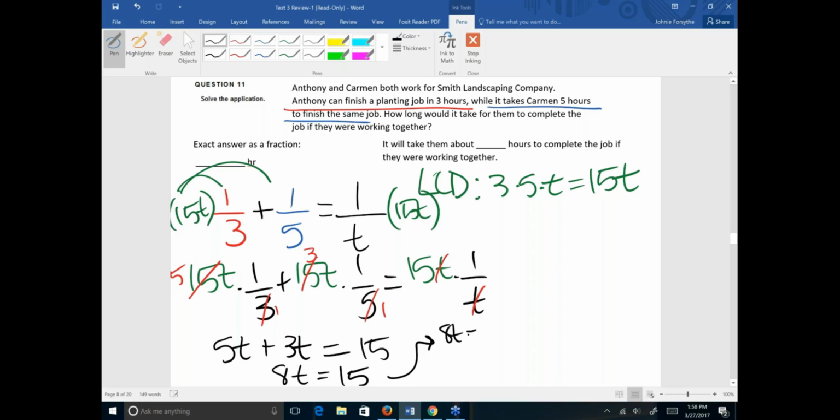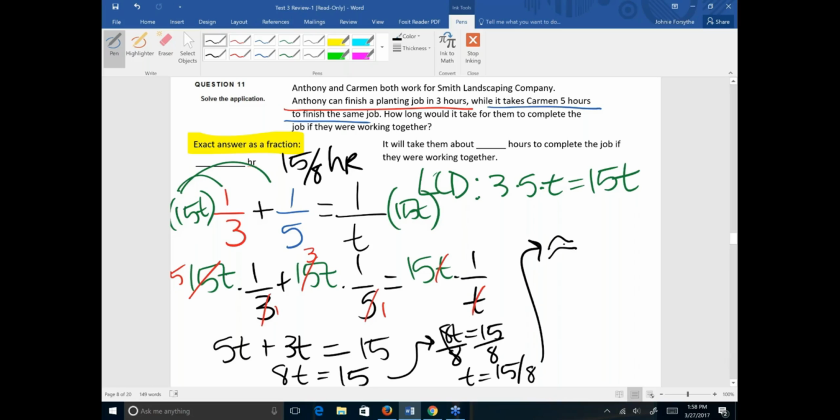And then we would divide both sides by 8 to solve for t. So t equals 15 divided by 8. So the exact answer as a fraction would be 15 over 8 hours. Now it says it will take them about blank hours to complete the job if they're working together. Let's divide 15 divided by 8. You can use your calculator. That ends up being approximately, well actually exactly, 1.875. So we can round that to about 2 hours.